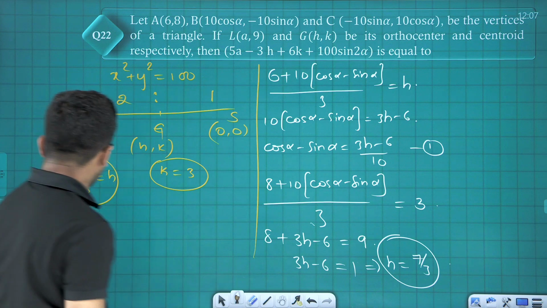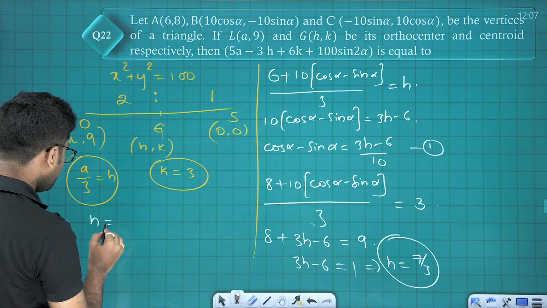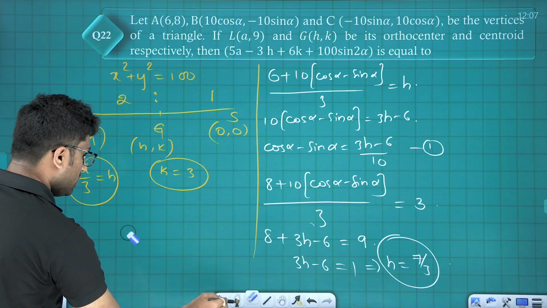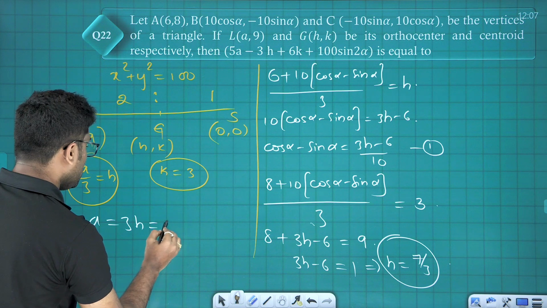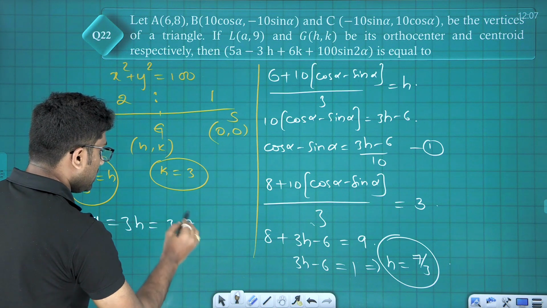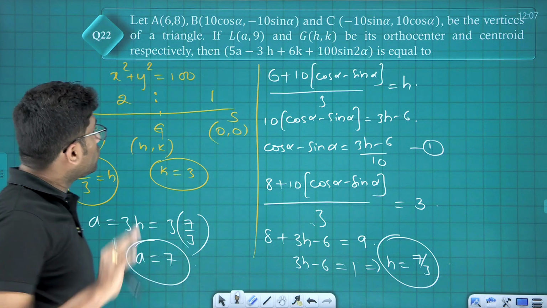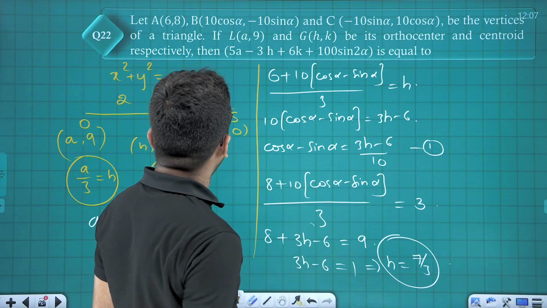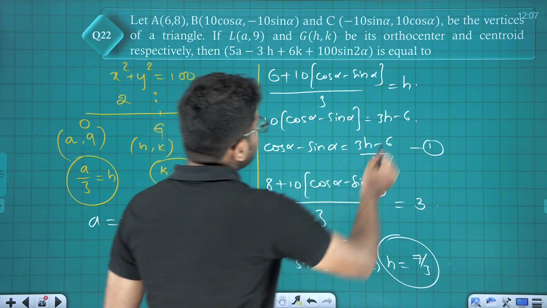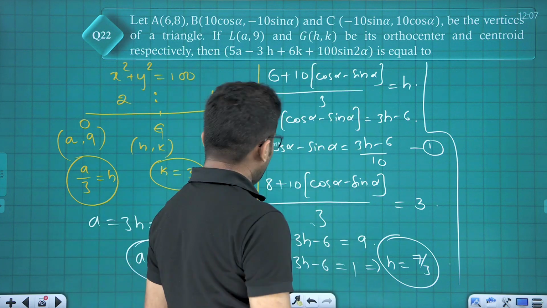We have got H. Put H is equal to 7 by 3 here. From here, A is equal to 3H, no? So 3 into 7 by 3, which is nothing but A is equal to 7 now. So A we got, K we got, H also we got. Now one more thing, they are asking us to find the sin 2 alpha value also.